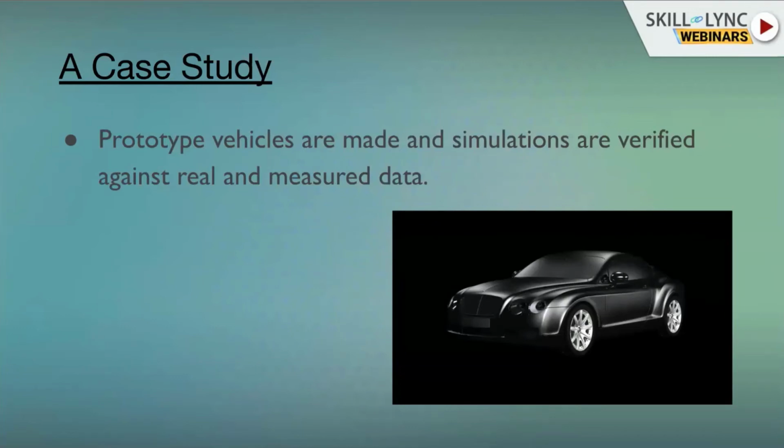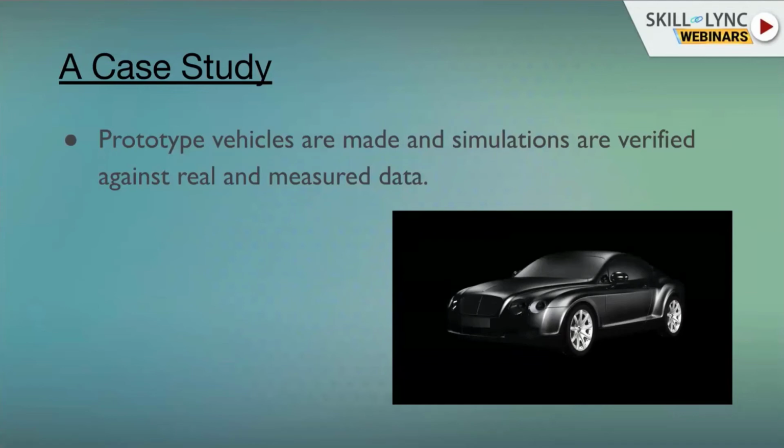And as a last step, parts and vehicles are made. And as I was saying earlier, correlation is very important. So after parts are made, after the vehicle is made, every test that the digital vehicle was subjected to is then performed on a physical vehicle as a kind of last step.